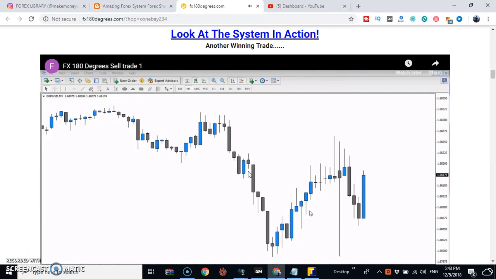To another live trading example using the FX 180 degrees trading system. I'm going to enter the market here with the setup, after we have the candle right in here that showed us we can start looking for setups. So I'm going to go ahead and enter the market.